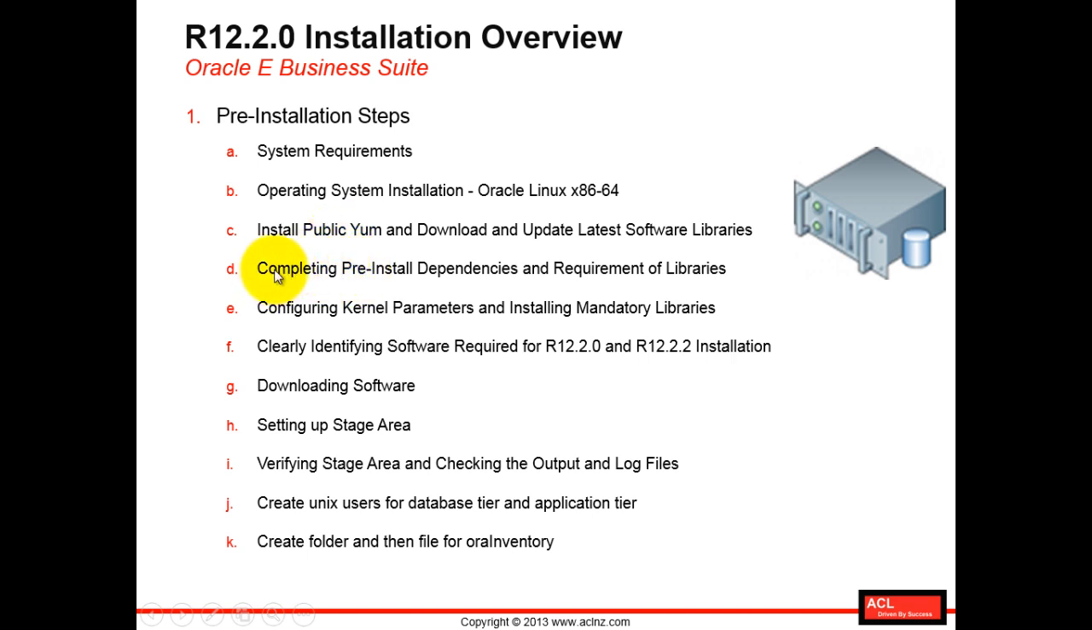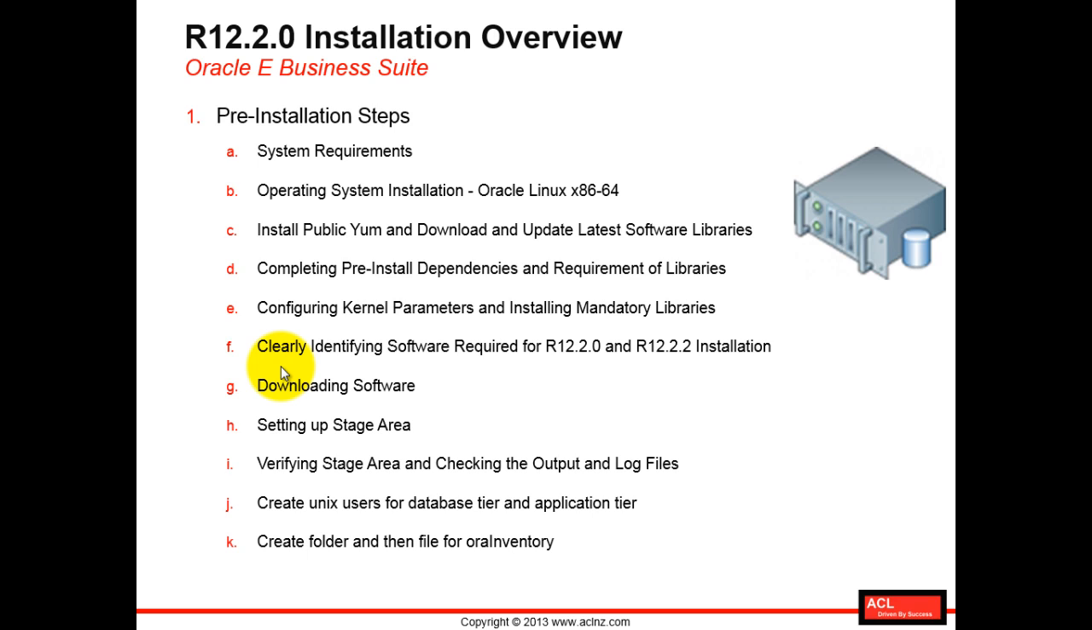Anyway, I will show you how to configure yum and how to update your libraries. Then we will complete the pre-installation dependencies and requirements of libraries. Basically, we'll run through the list of what is required as part of the installation, and what the dependencies are within the libraries. Then we'll go ahead and configure a number of kernel parameters and install the libraries that we have identified in the Linux environment. Then we will understand what software we need for installing release 12.2.0 and then release 12.2.2.